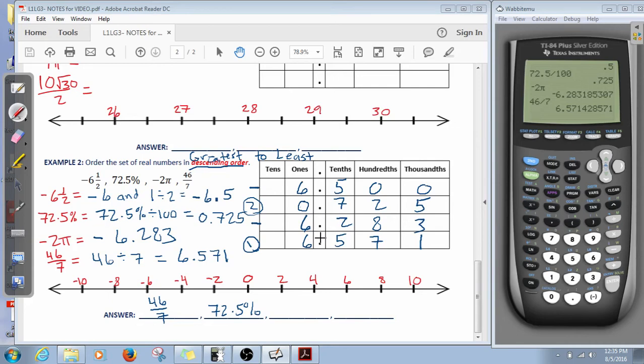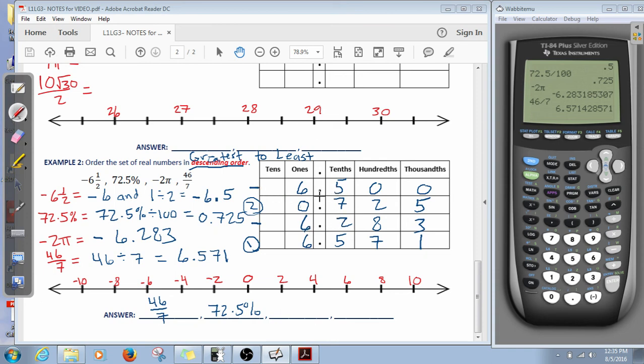Alright, well now I'm moving on to my last two values, trying to figure out which one's the next biggest. Well, if these were positive, the 6's are the same, and then I've got a 5 and a 2. So if these were positive, I know the 5 is bigger than the 2. So this value would be bigger. 6.5 would be bigger than 6.2. But they're negative. So then 6.2 is actually bigger. Negative 6.2 is bigger than negative 6.5.